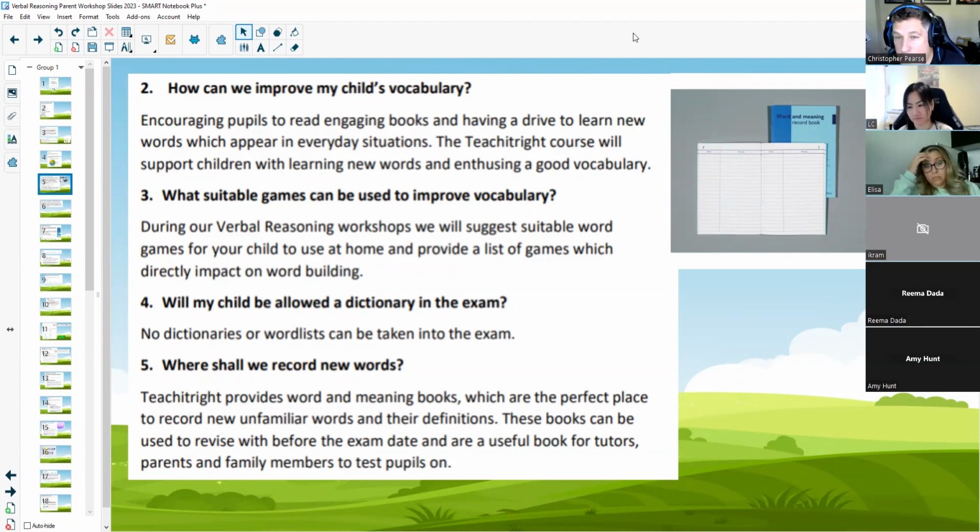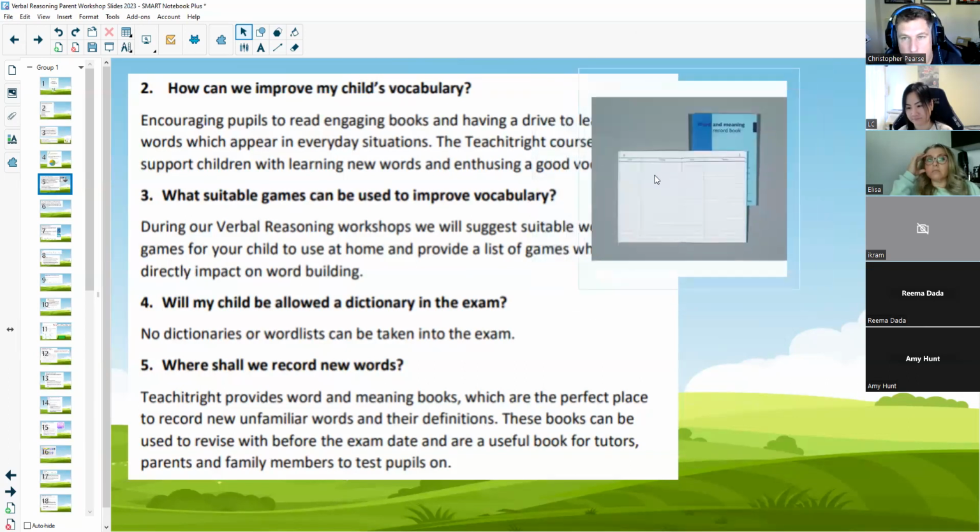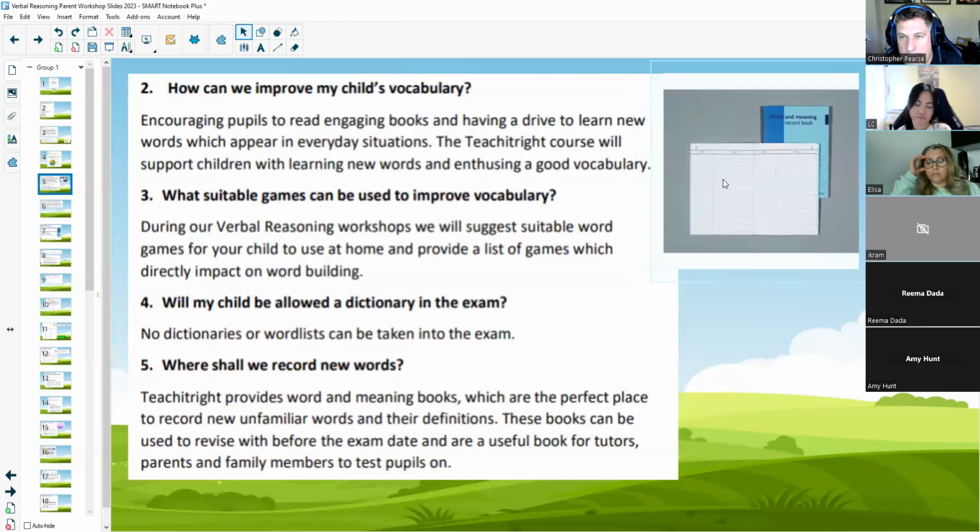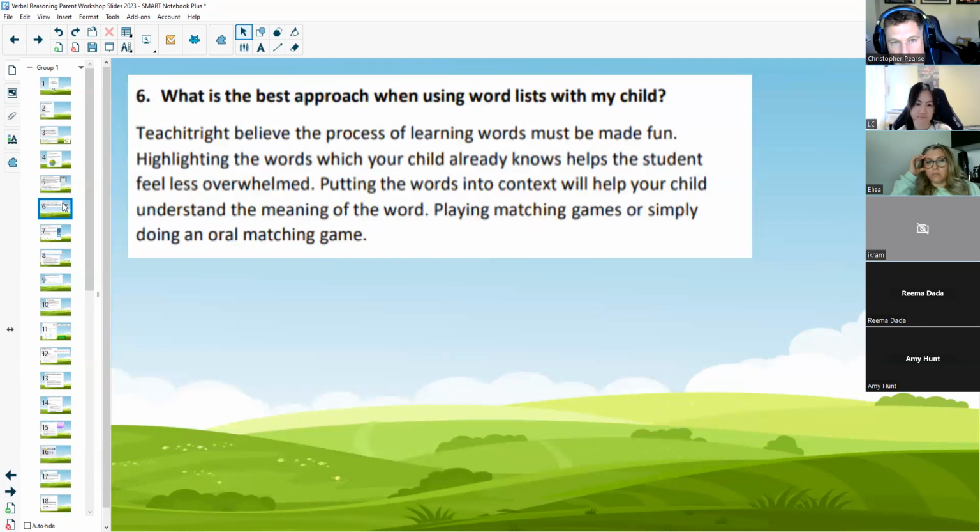Where shall we record new words? Well, we did just talk about it, that word and meaning book, a great place to record down those new words. Really, really good place to have them. What is the best approach when using word lists with my child is a question we often get asked. I think Teacher Right believes that learning words should be fun, and finding words within words. I know lots of our tutors, when they do the spellings, try and make them as fun as they possibly can, and coming up with little funny mnemonics and things like that really help children retain those words.